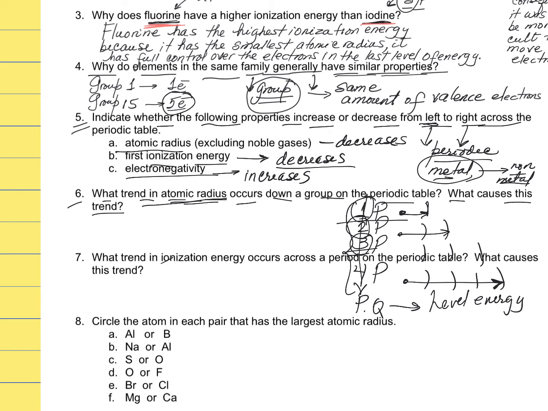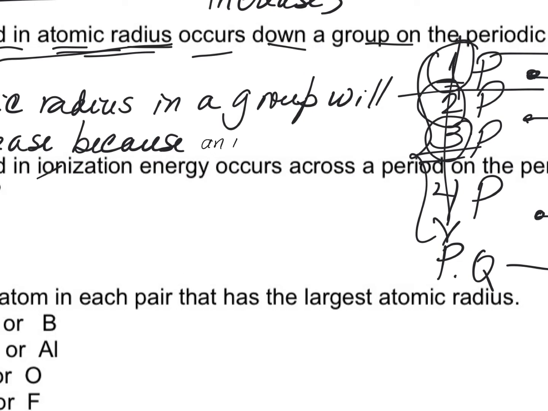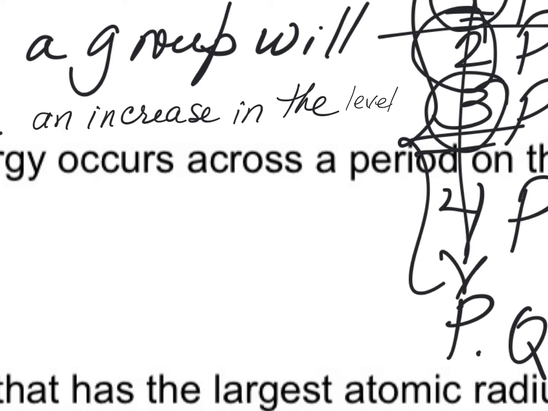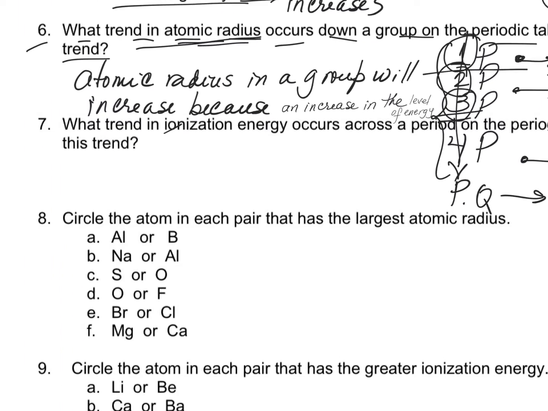So the atomic radius down a group will increase. Why will it increase? Because of an increase in the level of energy. Okay? So number 7 here.